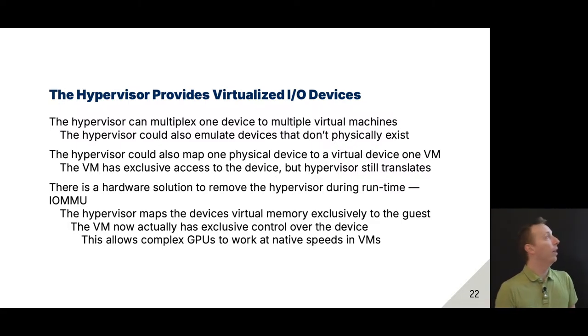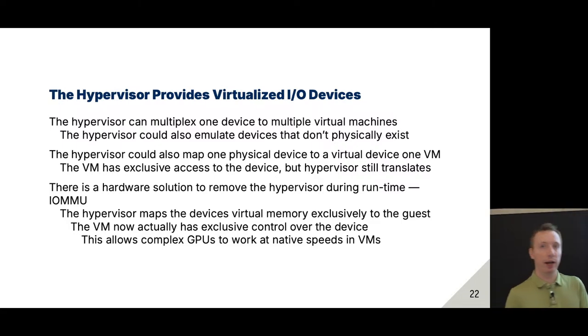and that is called the IOMMU. What that does is let the hypervisor map the devices to virtual memory and then exclusively give that to the guest so that that virtual machine has exclusive control over the device, and then whenever you install drivers on that virtual machine, they actually are interacting directly with the hardware. There's no hypervisor that gets in the way, and it allows you to run things like GPUs at pretty much native speeds on your virtual machine.